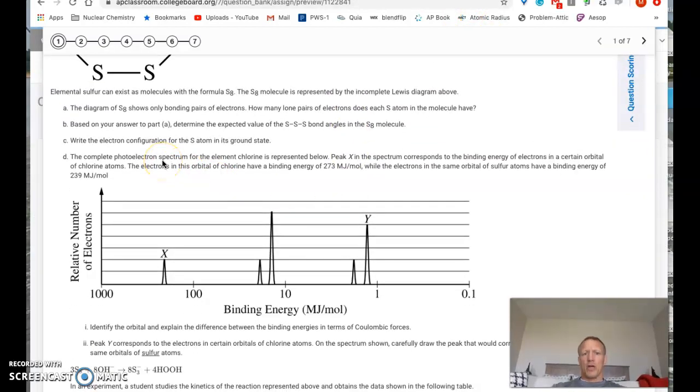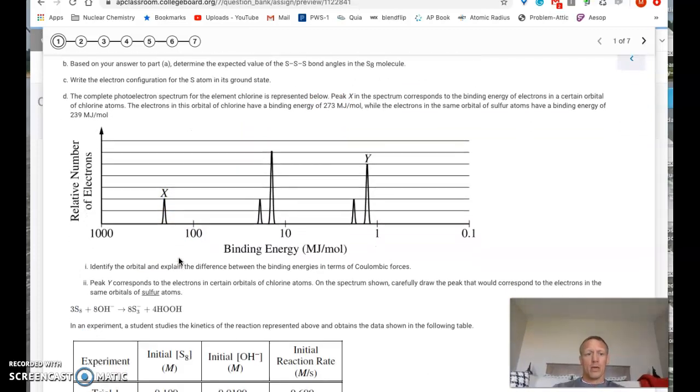The photoelectron spectra for chlorine is in this table. So remember, this is the 1s2 peak, 2s2, 2p6, 3s2, 3p5, because it's a little bit shorter than that one. So that's your chlorine one. The electrons in the orbital of chlorine at this X peak have a binding energy of 273 megajoules per mole. So remember, that's the energy it takes to remove these 2 electrons. These have the highest energy because these are the closest to the nucleus, most Coulombic attraction.